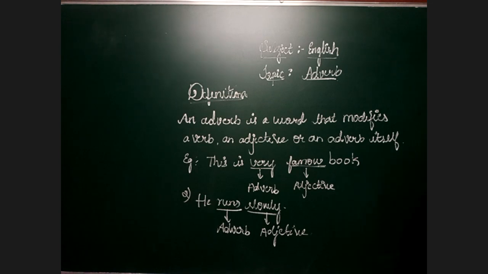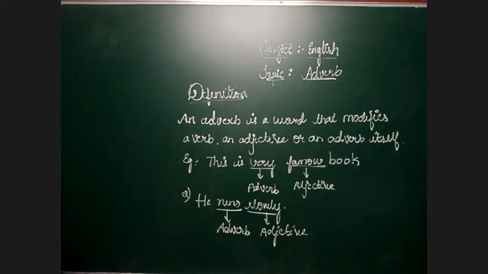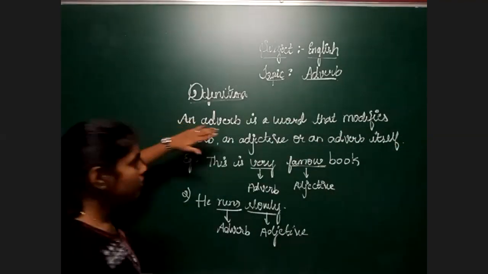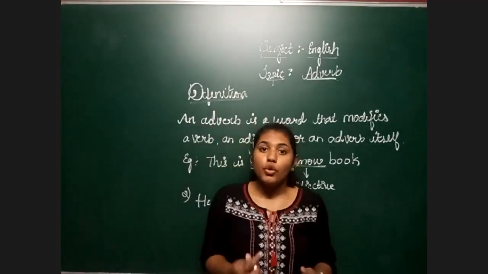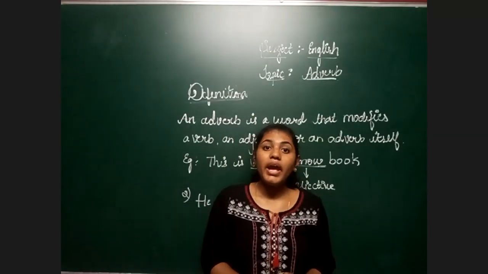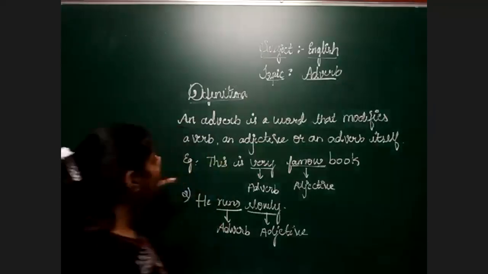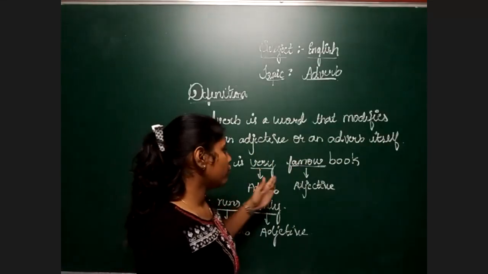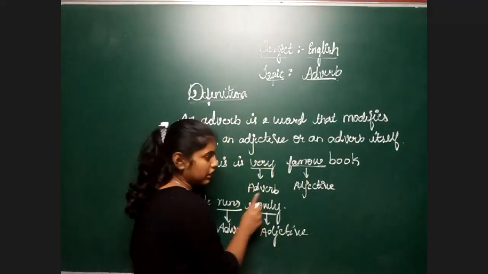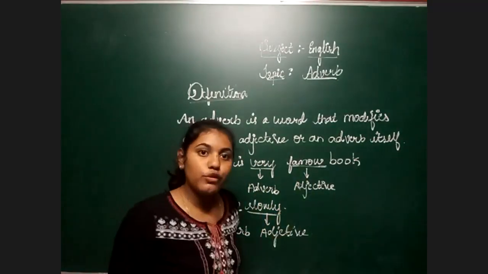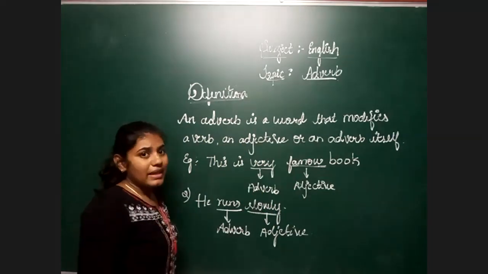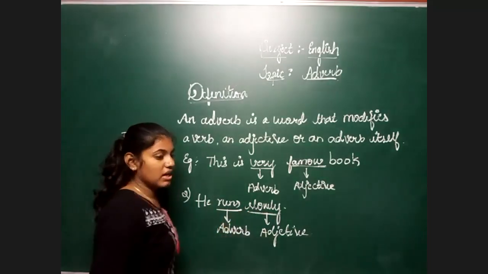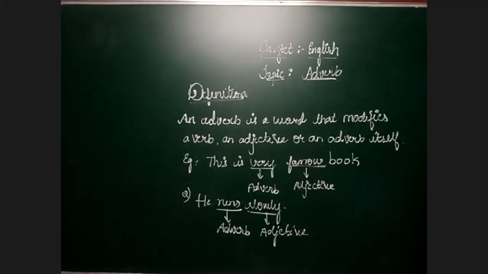Okay, see, the next concept for your chapter is adverb. An adverb is a word that modifies a verb. What does verb mean? Your verb is nothing but the action word, which modifies the verb, an adjective or an adverb itself. For example, this is a very famous book. Very is an adverb and famous is an adjective. You all know what an adjective is; it specifies qualities like that. And he runs slowly. Runs is a verb and slowly is an adverb. Take it down.